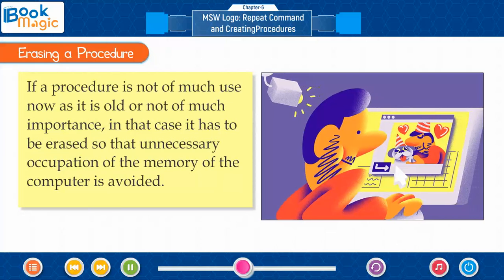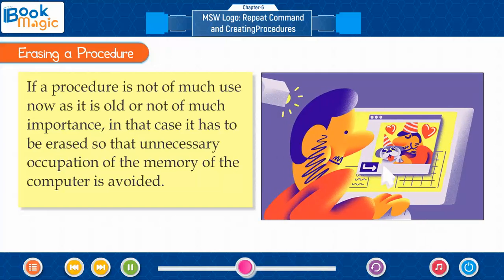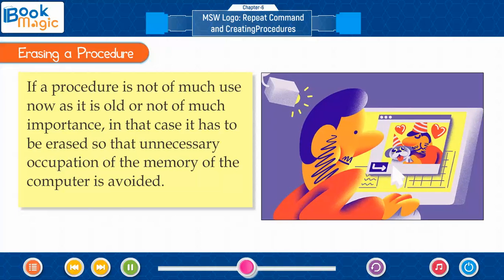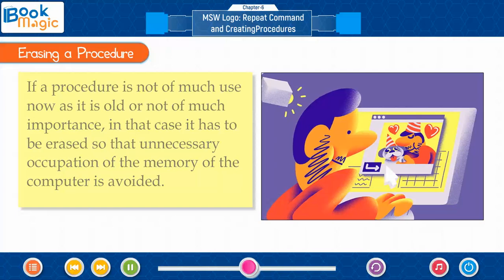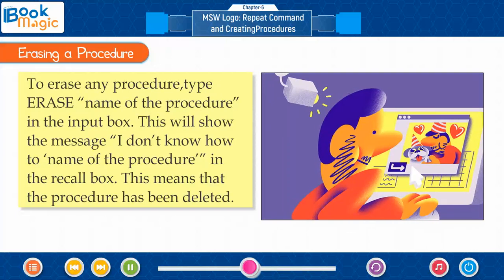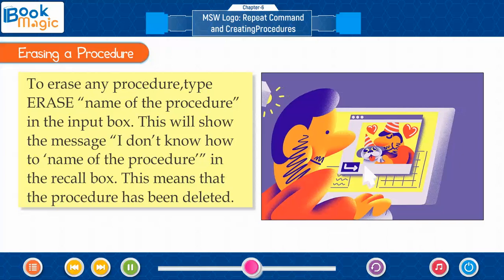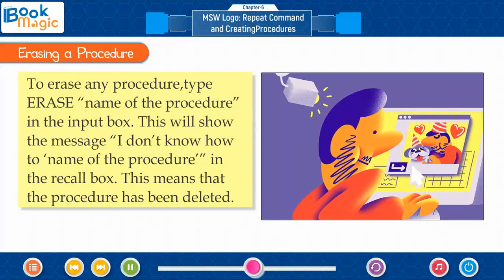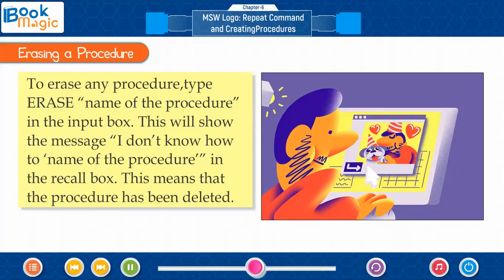Erasing a procedure. If a procedure is not of much use now as it is old or not of much importance, in that case it has to be erased so that unnecessary occupation of the memory of the computer is avoided. To erase any procedure, type ERASE, name of the procedure in the input box. This will show the message "I don't know how to" name of the procedure in the recall box. This means that the procedure has been deleted.